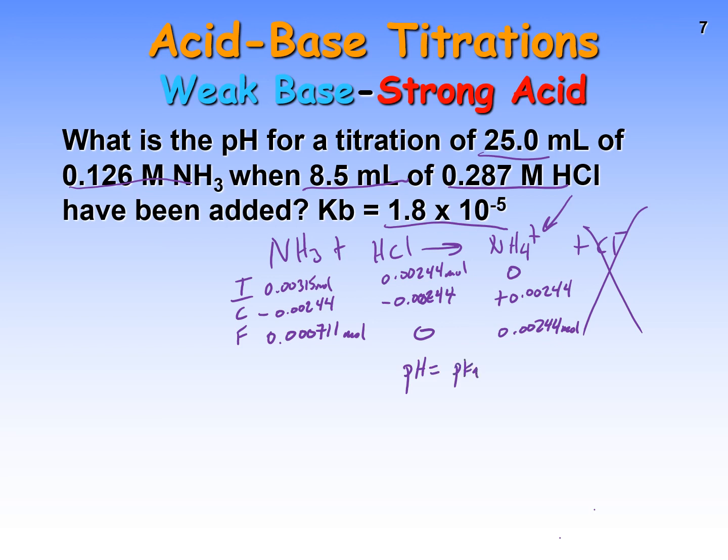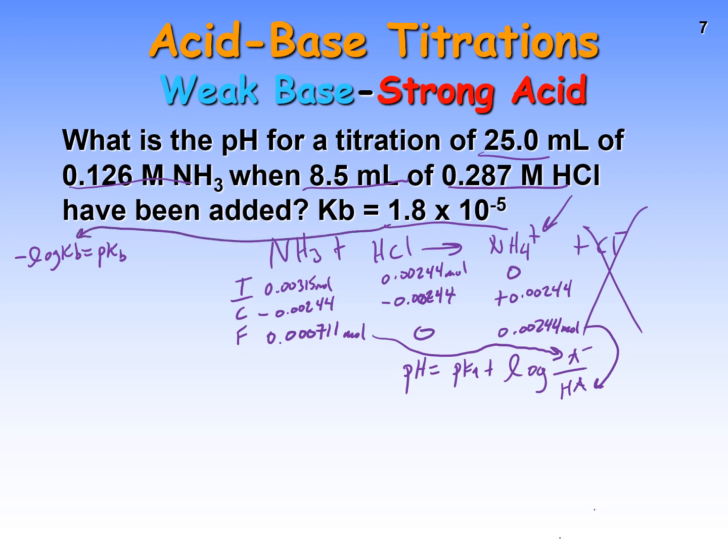At this point, I can use the Henderson-Hasselbalch equation, right? pH is equal to pKa plus the log of A minus over HA. Now, A minus is our NH3 because it's the weak base, and NH4+ is our HA because it's the weak acid. We need pKa though, so we need to take the log of Kb, right? Negative log of Kb here will get me pKb. There's another way to do this as well. I'm just going to do it the way I like to do it. I'm just going to take this value, take the negative log of it. That's going to get me 4.74 for my pKb.